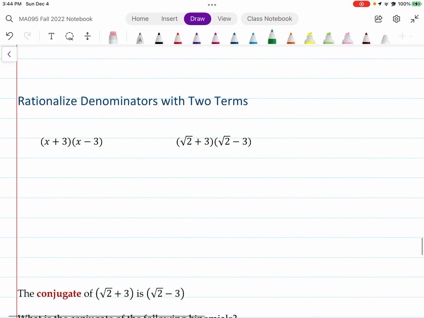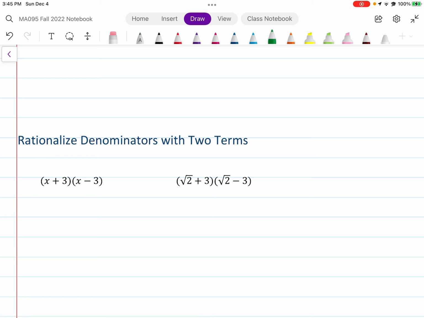All right, so rationalize denominators with two terms. What you want to do is we're just going to practice foiling one more time, and I want you to see what happens when we have x plus 3 times x minus 3. Some of you may remember from our special factors, but go ahead and try both of these.